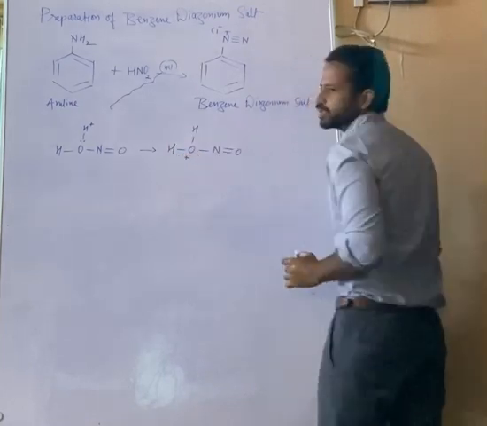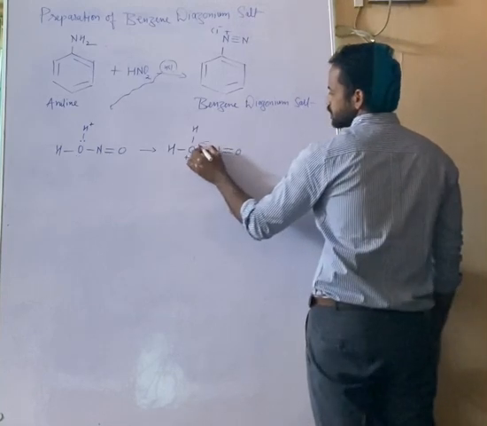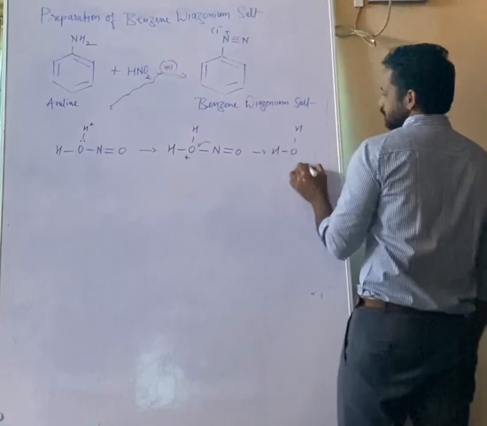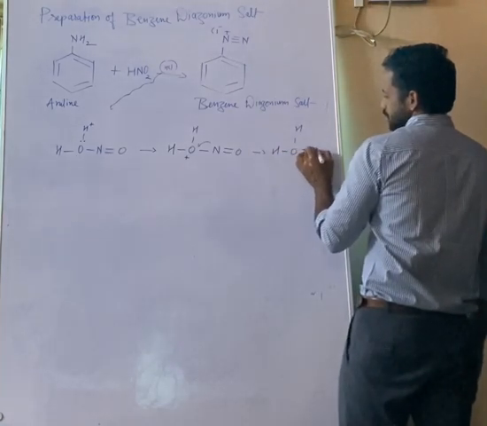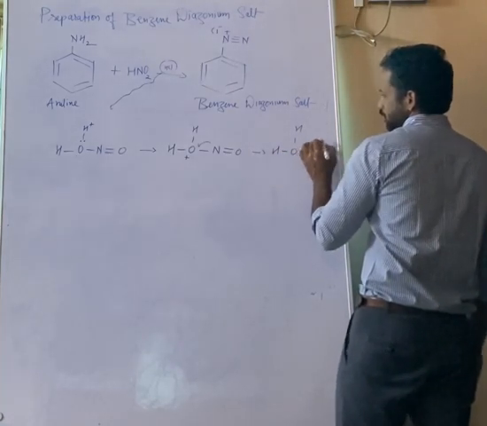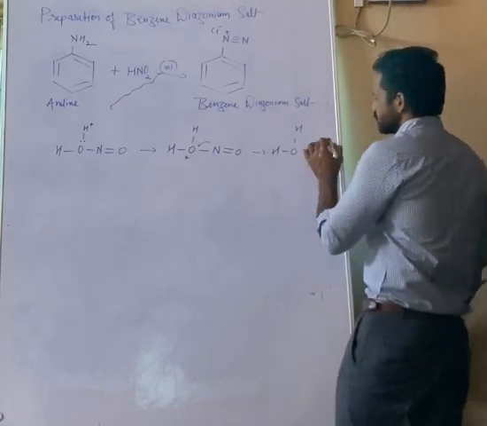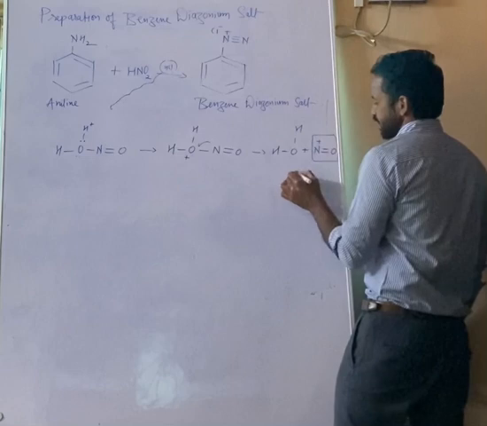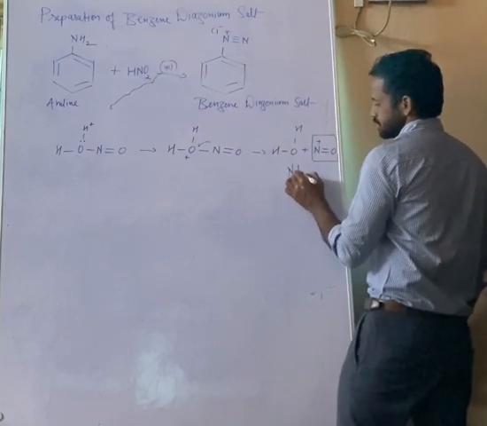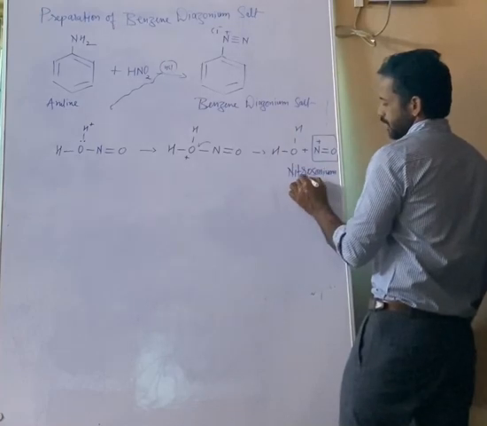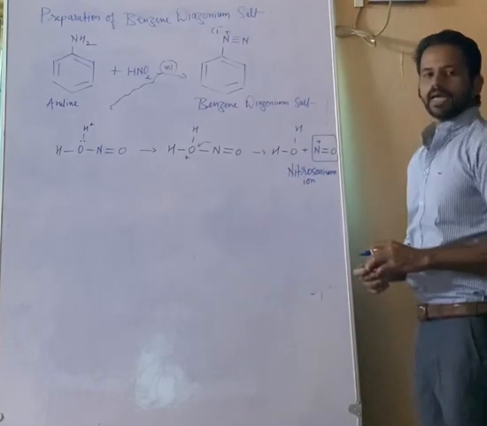So what will it do? It will take the electron from this nitrogen. So what will be the next thing? HOH plus, N double bond O, because oxygen will take the electron from the nitrogen which is attached to it. So this electrophile will form. This is the nitrosonium ion, which is clearly an electrophile.